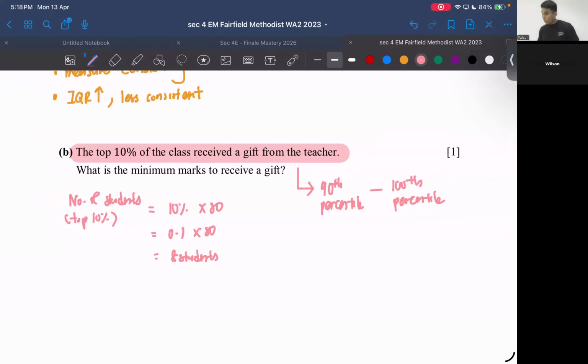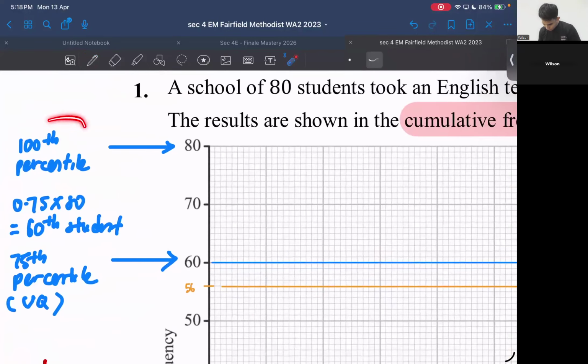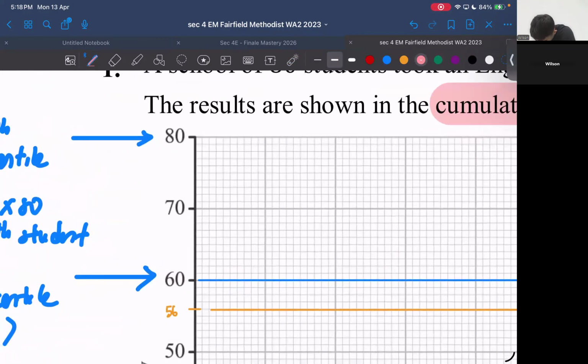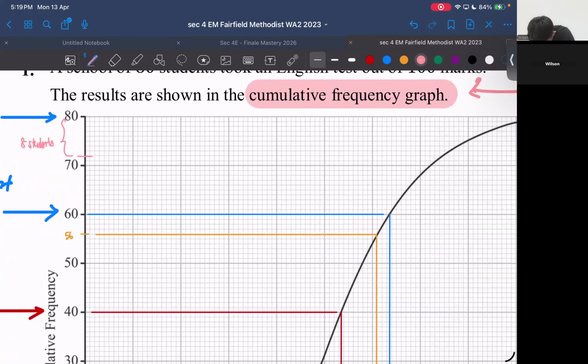Okay, so 8 students. So what I'm doing, right, is that I'm counting down from my 100 percentile to my 90th percentile. So if we go back to our curve, we are looking at this, which is your 100 percentile, and then I need to count 8 students down. Okay, from here to here, there is a total of 8 students. So 72 students will be the 90th percentile. So can we draw a line across?